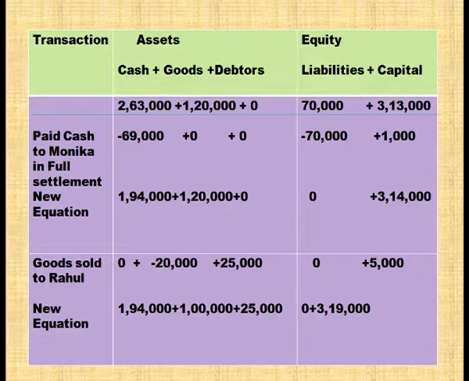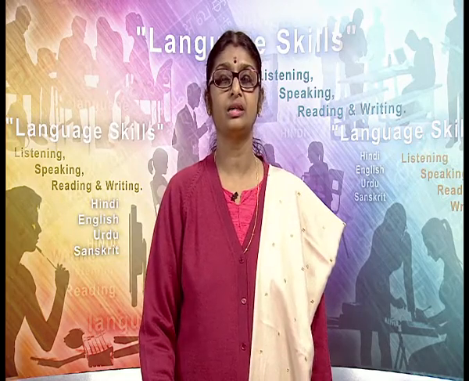Cash worth rupees 1,94,000, goods worth rupees 1 lakh and debtors worth rupees 25,000. So, value on the asset side 3,19,000. On the liability side, liabilities plus capital, it will come to 3,19,000.